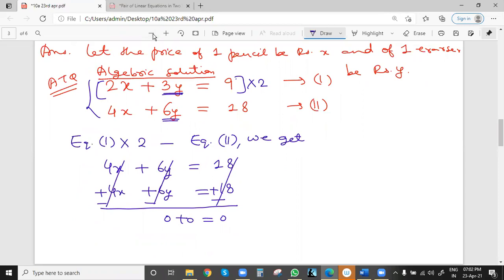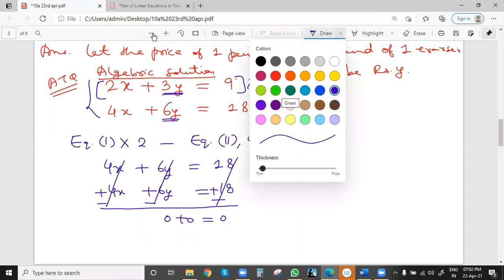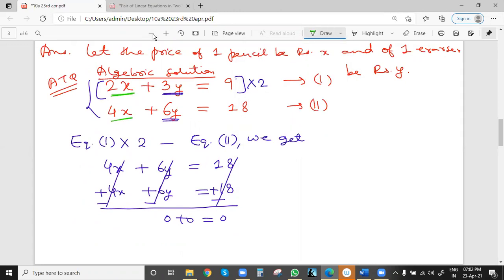If you observe carefully, you can note that these are double. 2x, then 4x; 3y, 6y; 9, 18 is exactly double. So both equations are the same. We just have to multiply the first equation with 2. That's why all the terms are cancelling, 0, 0, 0.